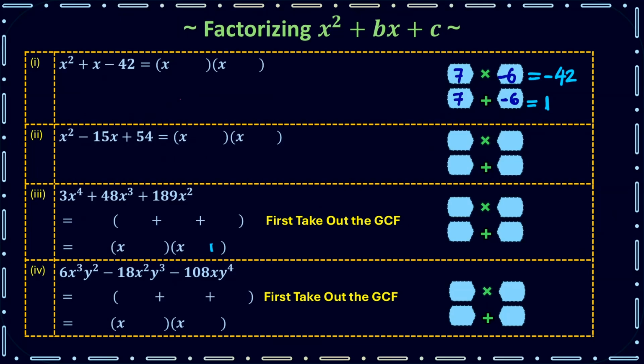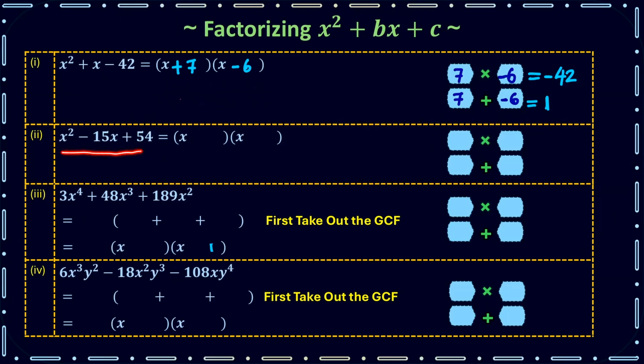So we have our two numbers, x plus 7 and x minus 6. And notice that it does not matter which order you write these factors. I could write x minus 6 first and then x plus 7. Multiplication commutes. A times b is the same as b times a.